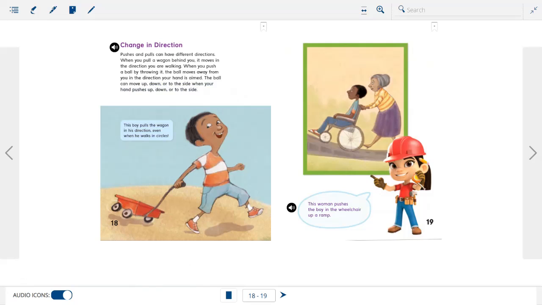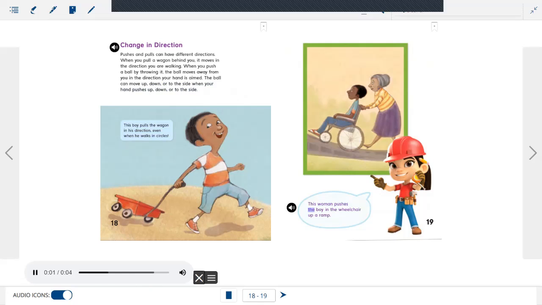Look at the boy pulling the wagon. How does he change the direction the wagon goes? As he pulls the wagon towards himself and he turns, the wagon changes direction too.